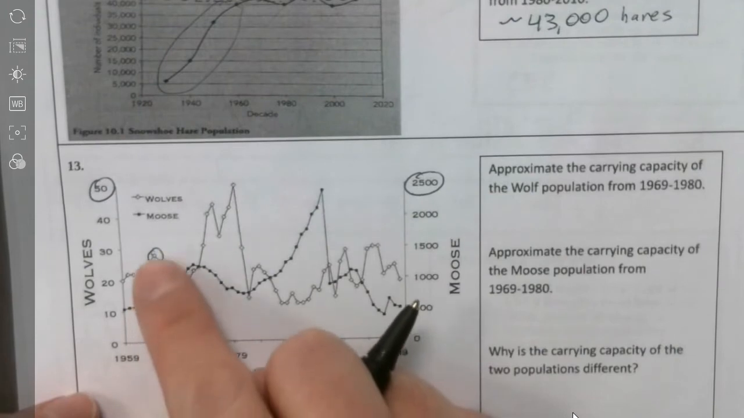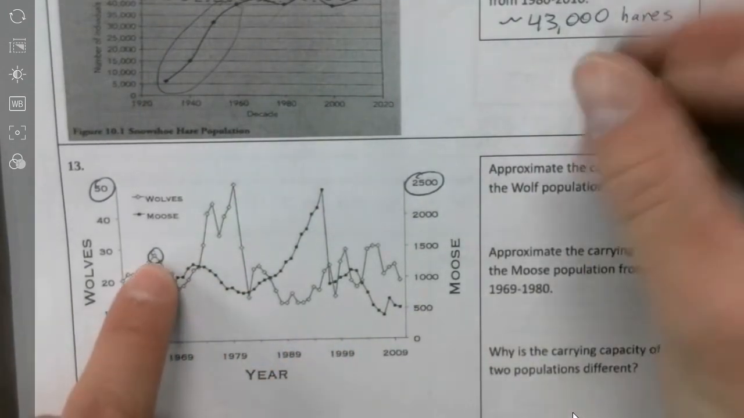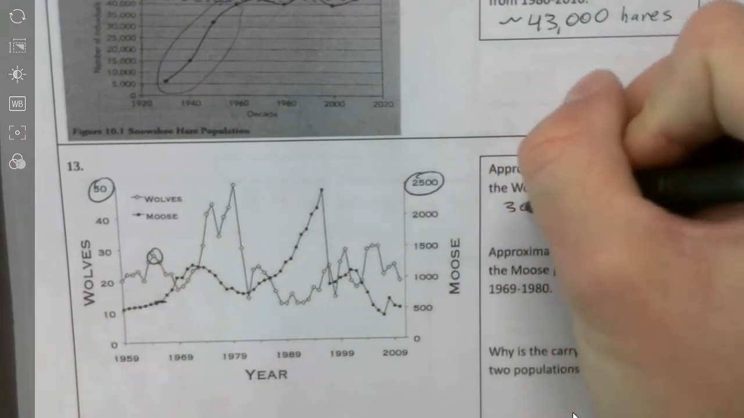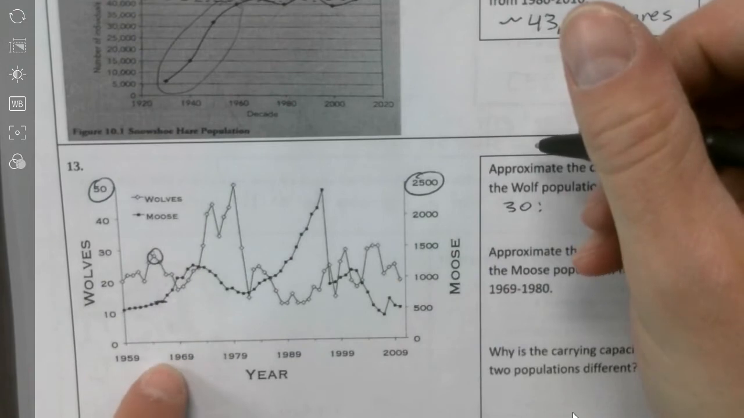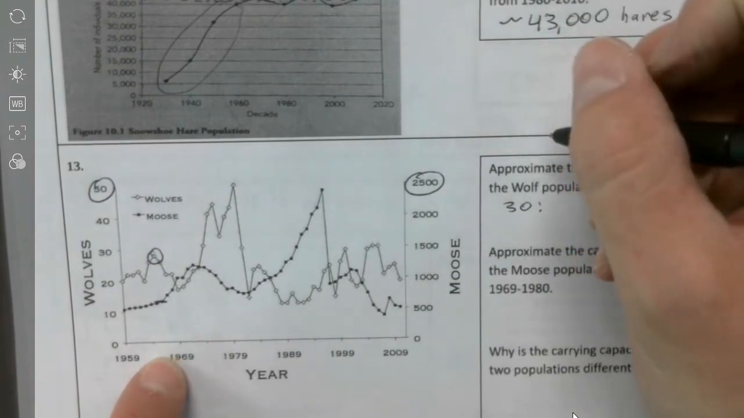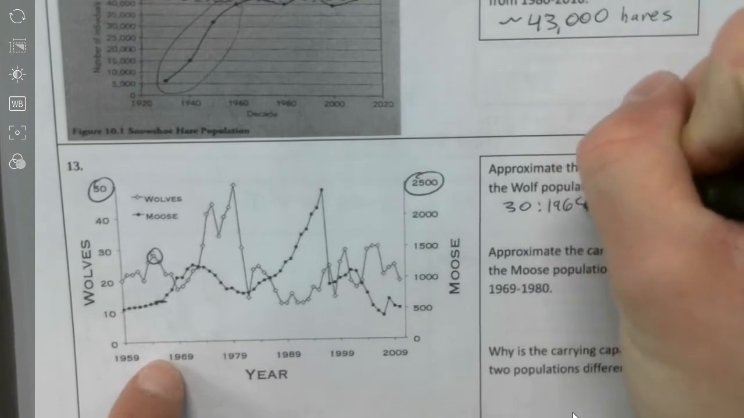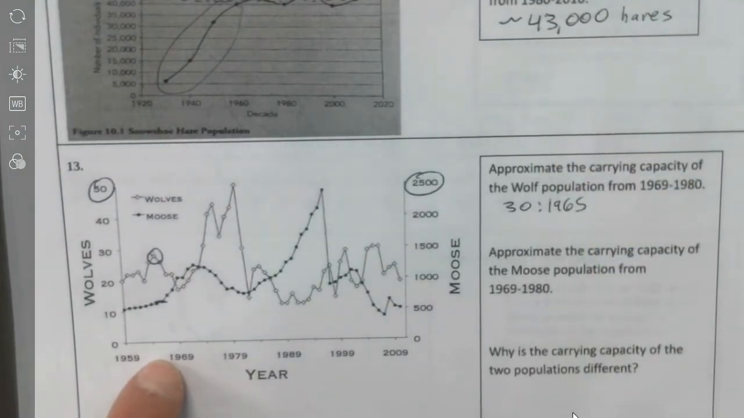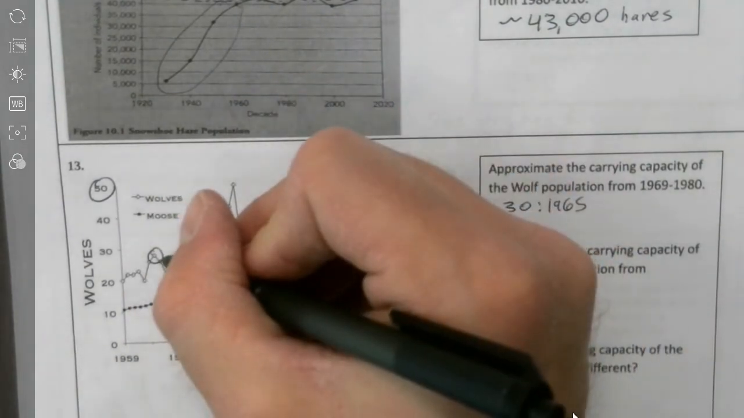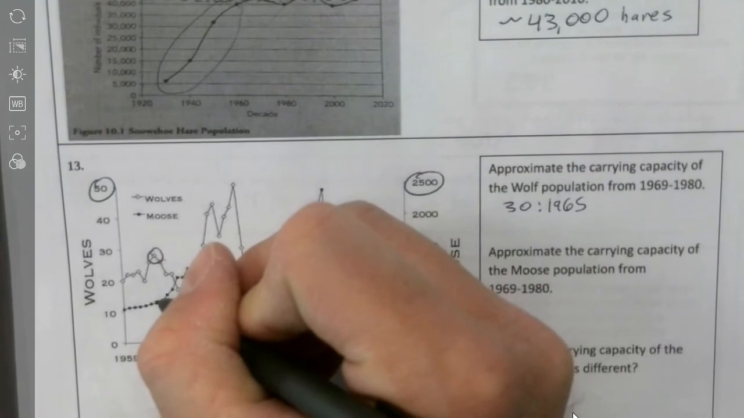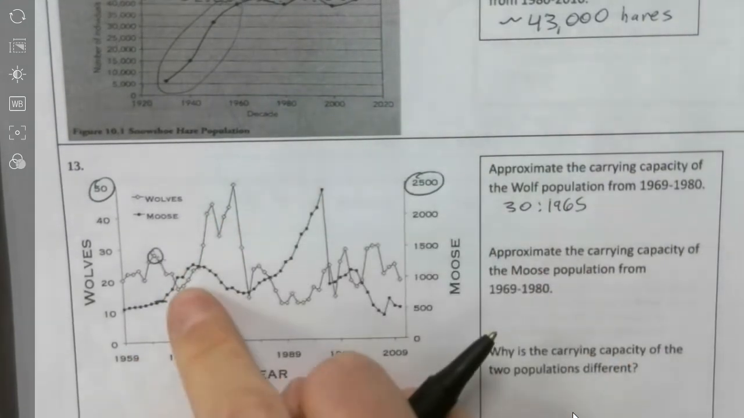So the carrying capacity here is about 30. And that's in about, let's say 1965. Yeah, let's say that. Okay. So then the wolves hit their carrying capacity, meaning there wasn't enough food to go around for them. So then their population plummets.